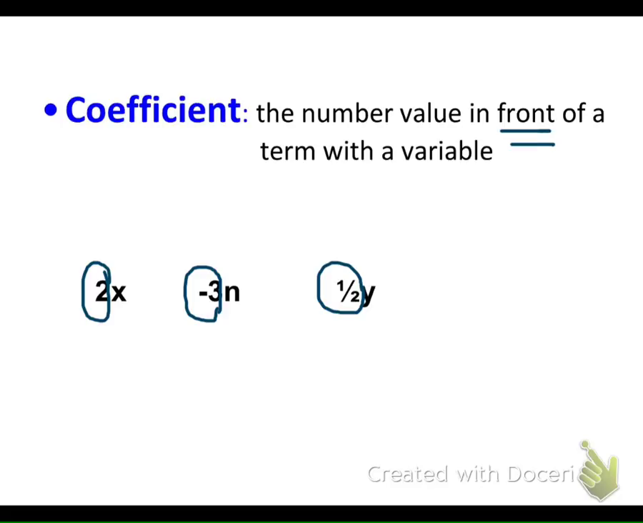I can remember what a coefficient is by looking at that prefix co. The prefix co means with. Okay. So whenever I hear a word that says co in the front of it, that prefix means with. A coefficient is the number with a variable.